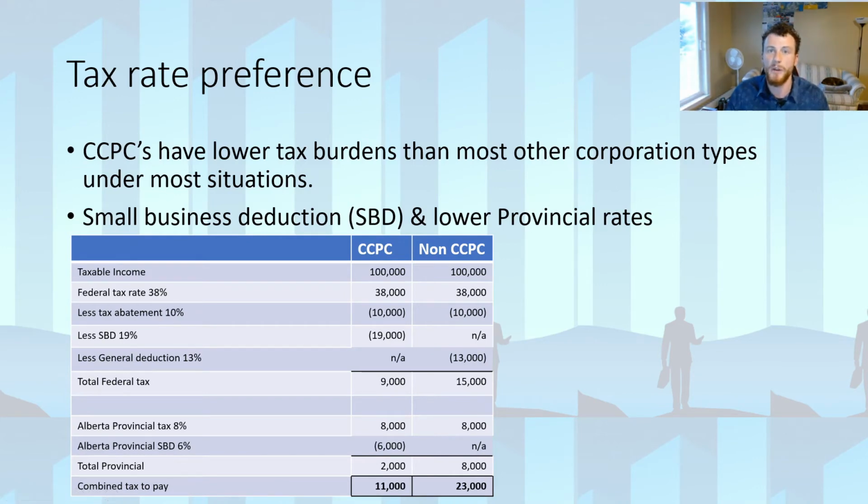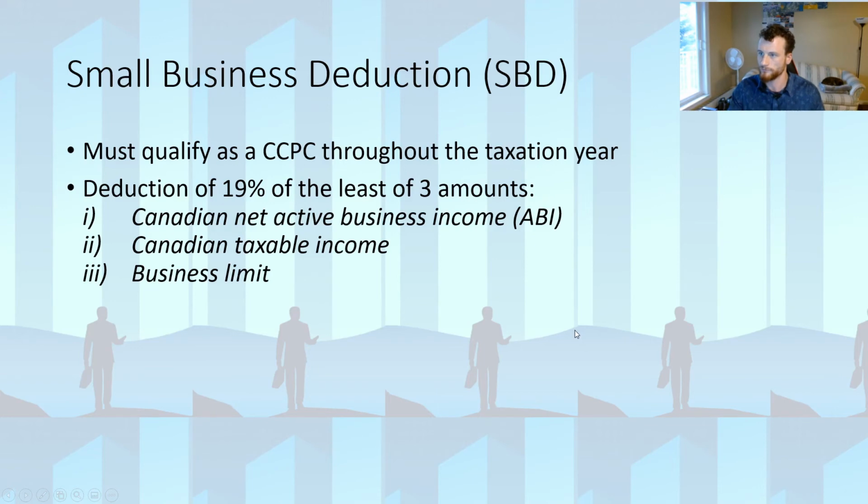There are other considerations to think about. There is a manufacturing and processing profits deduction, which the corporation may qualify for. Again, just like the general deduction, you cannot use the manufacturing profits deduction if the SBD has been applied. So, in order to qualify for the small business deduction, the corporation must qualify as a CCPC throughout the entire year. For one day, if they do not qualify for whatever reason, then they do not get the SBD.